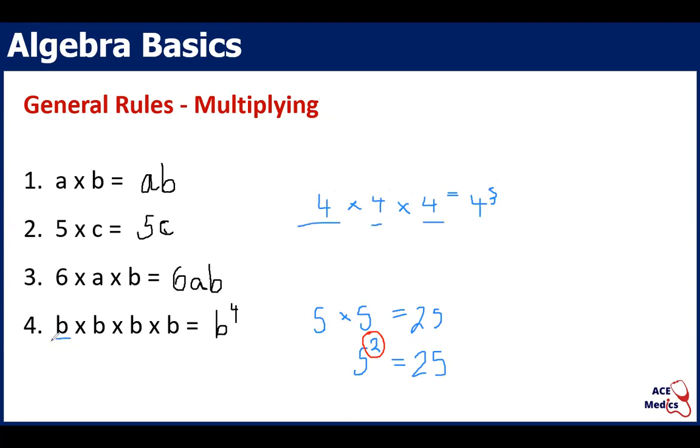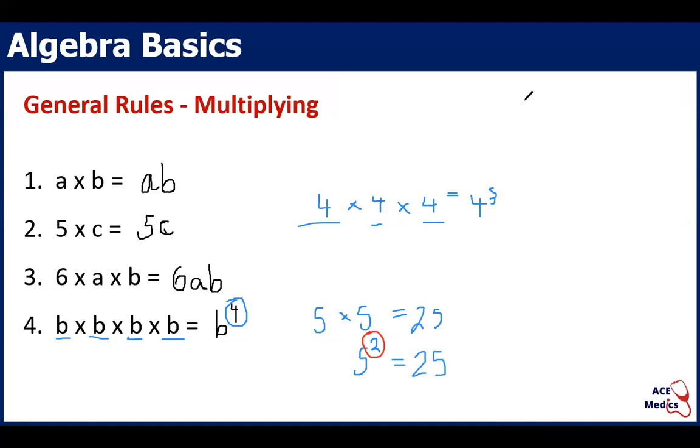So that's the same principle here. We've got 1, 2, 3, 4 b's, so it becomes b to the power of 4. We can only put it to the power if it's the same letter. For the others, we just take away the multiplying sign. Okay? That's the general rules for that.